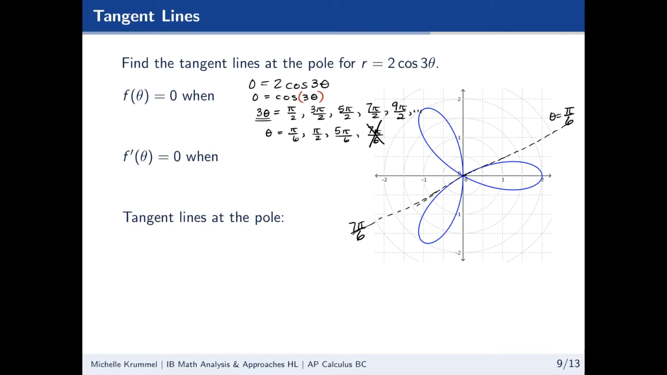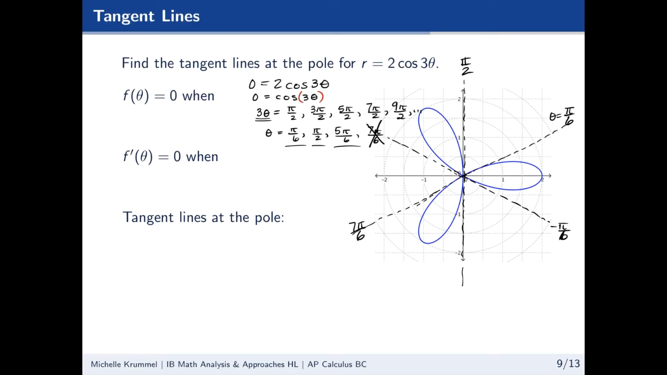So we have pi over 2 as another one right here. And then 5 pi over 6 would be over here. I don't have enough space to label the 5 pi over 6 on the left side of the graph, but I can come over here and label this as negative pi over 6, or even 11 pi over 6. Now we want to make sure that f prime of theta does not equal 0 at these 3 values of theta that we have here.